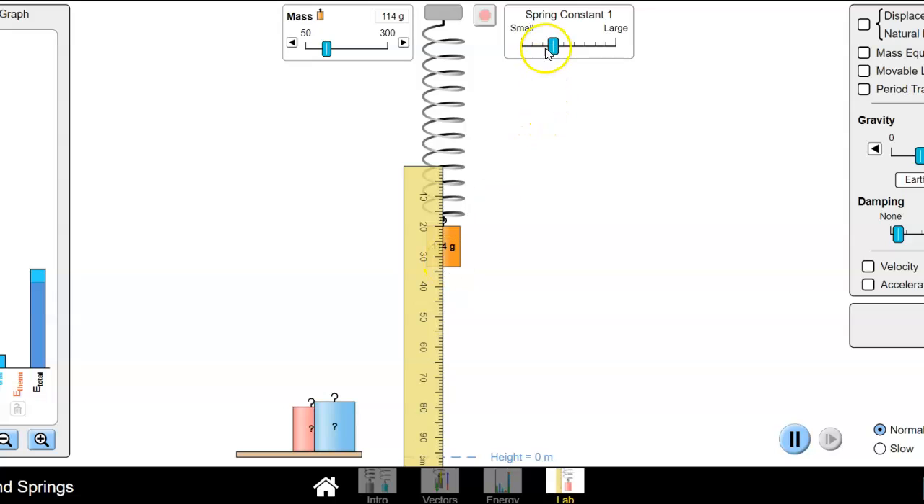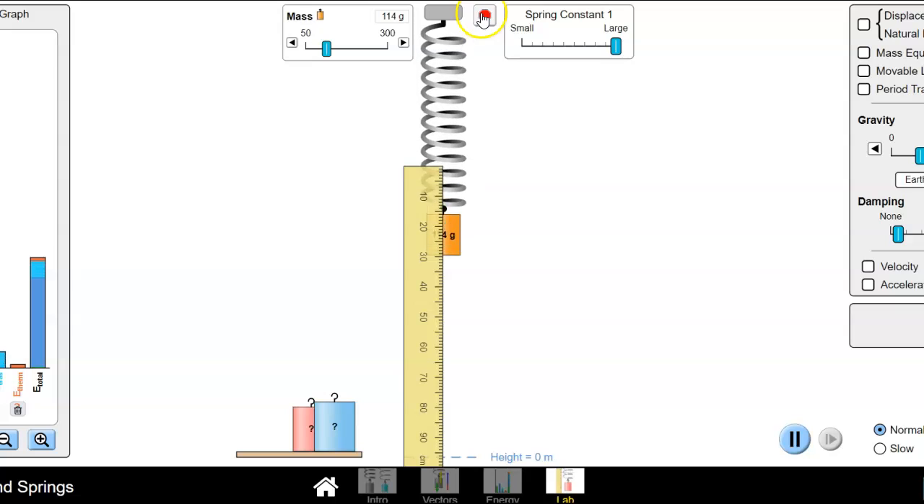Then you're going to do this again for a second spring. So I'm going to take my spring constant, boom, all the way up to large. Notice that same mass doesn't stretch it as far, and that's actually what I'm going to test. So I'm going to go back through and I'm going to do the same masses.